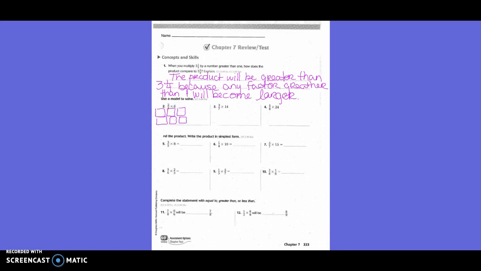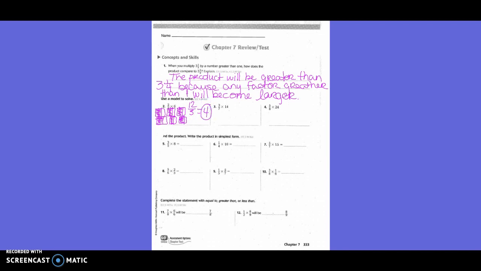How many pieces would I break each one of those into? Thirds. And how many of each one of those would I color in? So how many total pieces did I color in, guys? 12. And then we have 12, and then we keep our denominator the same, right? So how many times does 3 go into 12? 4 times.